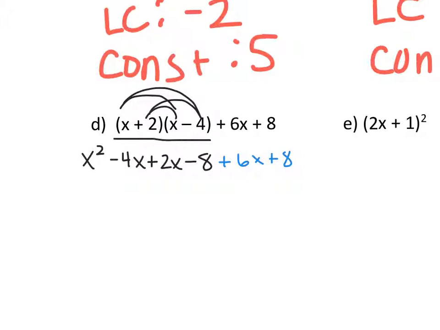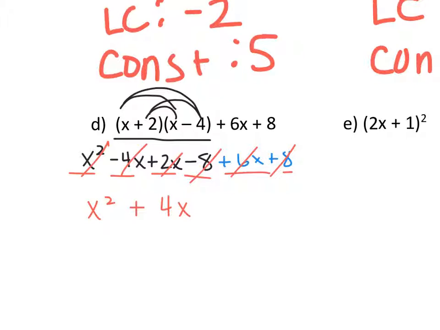So if I write this in standard form, highest degree is x squared. And then negative 4x and 2x and 6x. So negative 4 plus 2 is negative 2. Negative 2 plus 6 is 4. So it's 4x. These cancel out. And then I have negative 8 plus 8. Those cancel out. So this is in standard form.